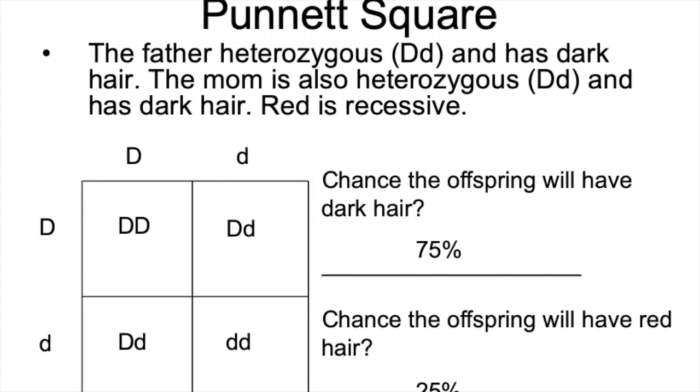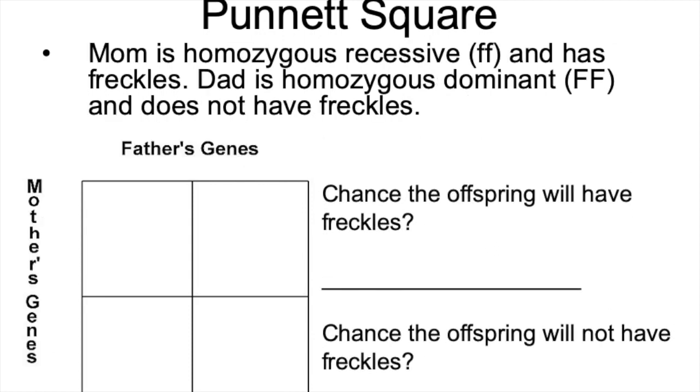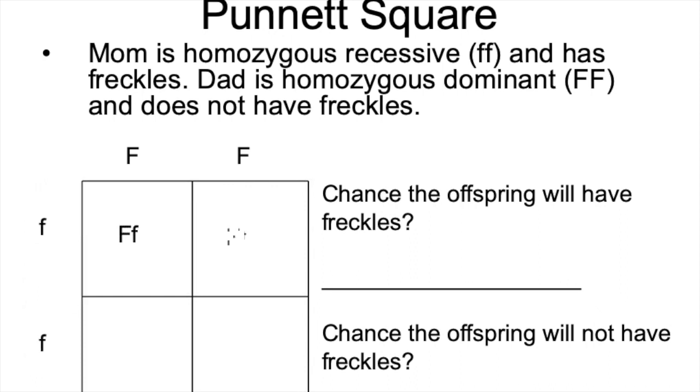Okay, one more. This time, the trait we're looking for is the recessive trait. So, dad is homozygous dominant and does not have it. Mom is homozygous recessive and does. And we put those together, you see we get 4 heterozygous, which means 0 chance of this kid having the trait, in this case freckles, because it's recessive. The only way to get recessive is to have 2 recessive alleles. That's a 100% chance that the child will not have freckles.